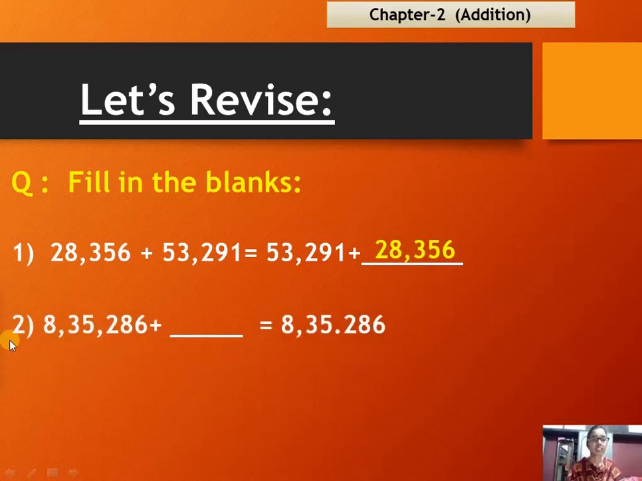28,356. Now the next question is 8,35,286 plus dash is equals to 8,35,286. So which number should be added to this number so that we will get the same number? This is property of 0. In that property we have learned that when we add any number with 0 we will get the same number. So in this also we have to add 0 with the given number to get the same number.